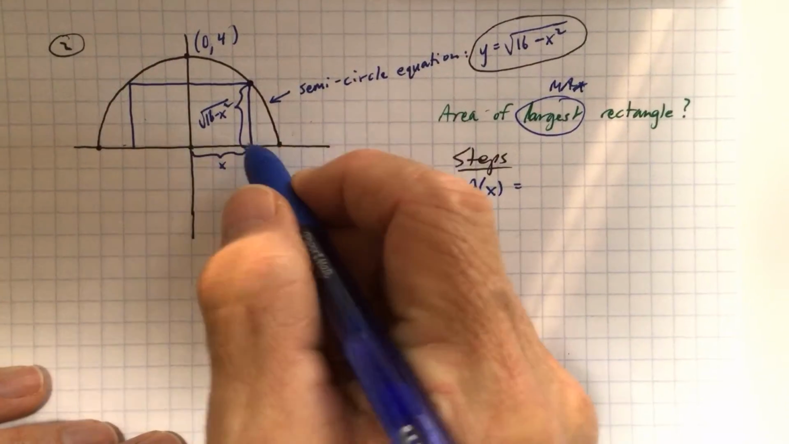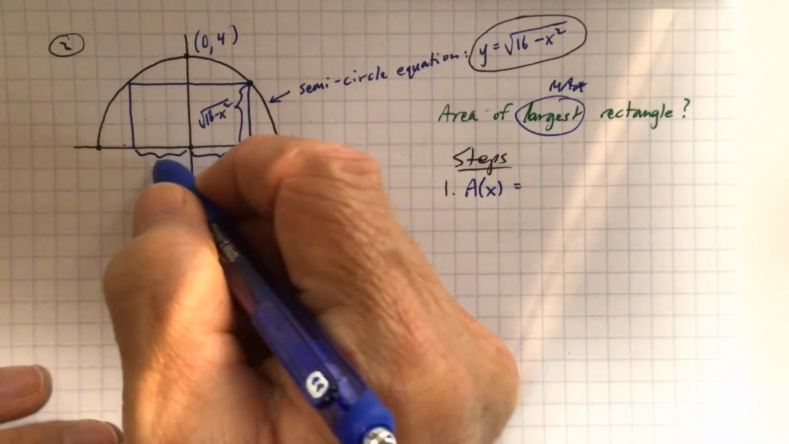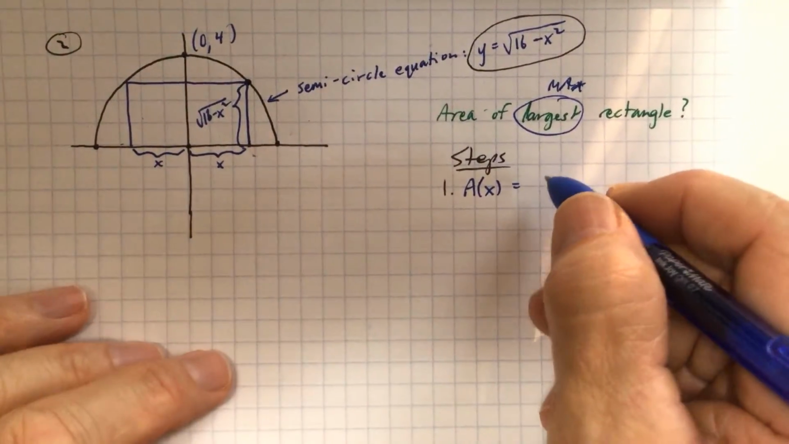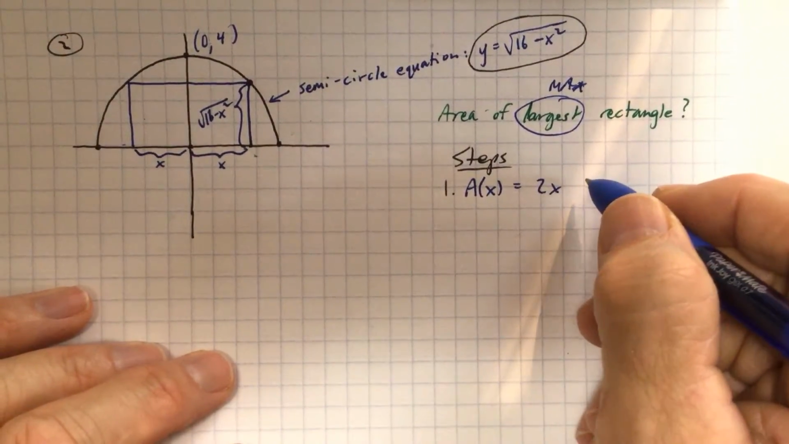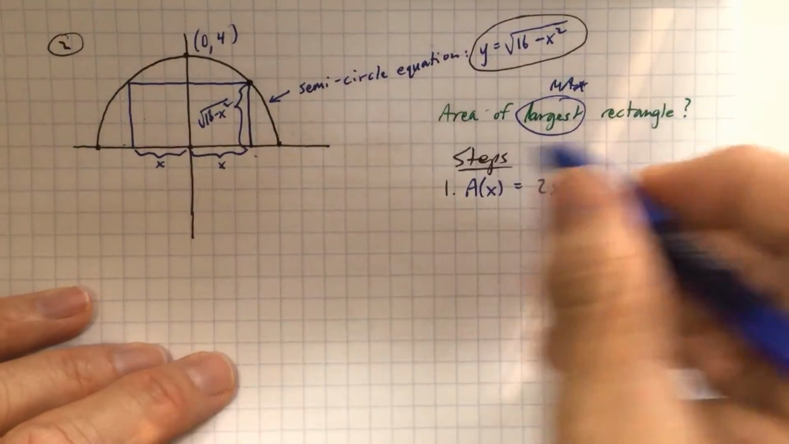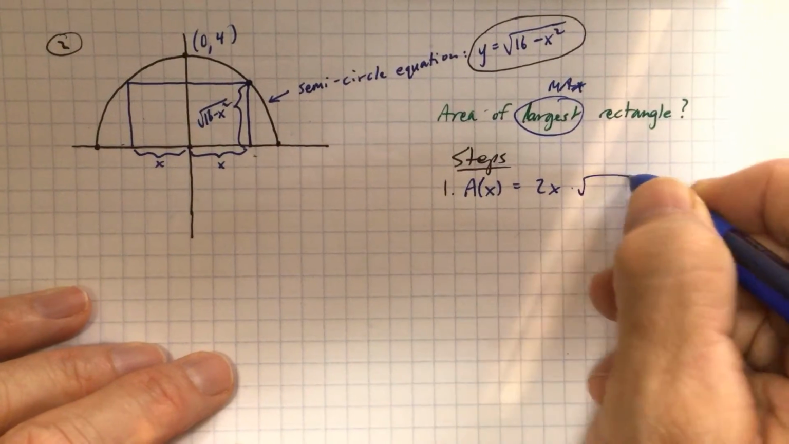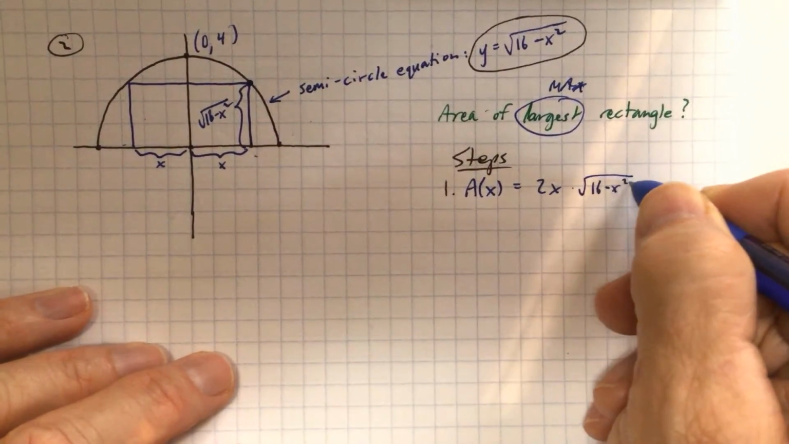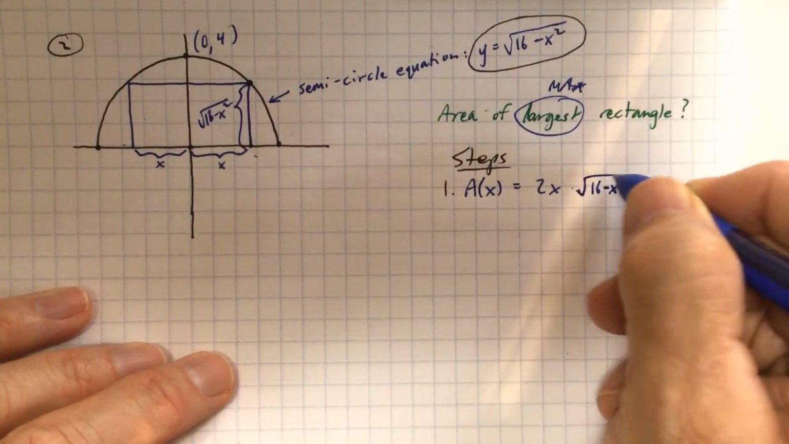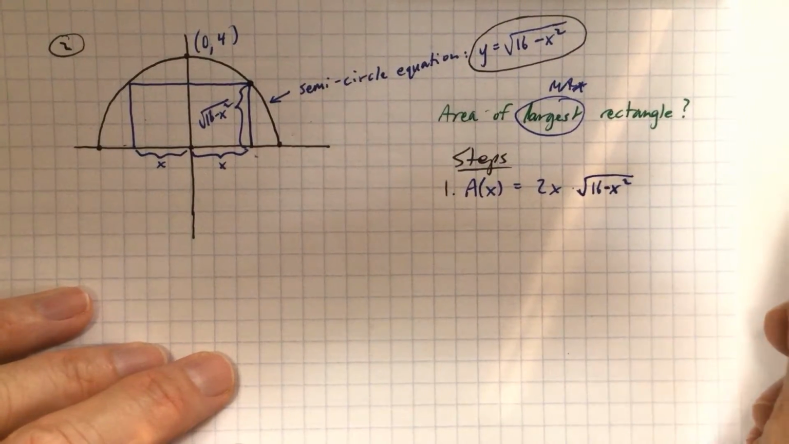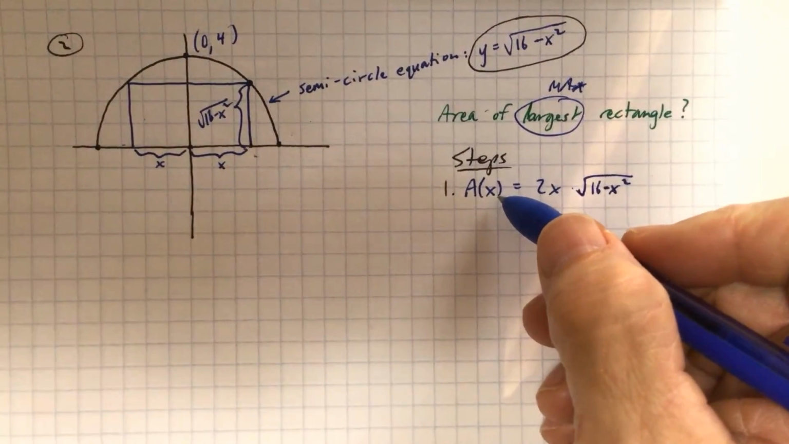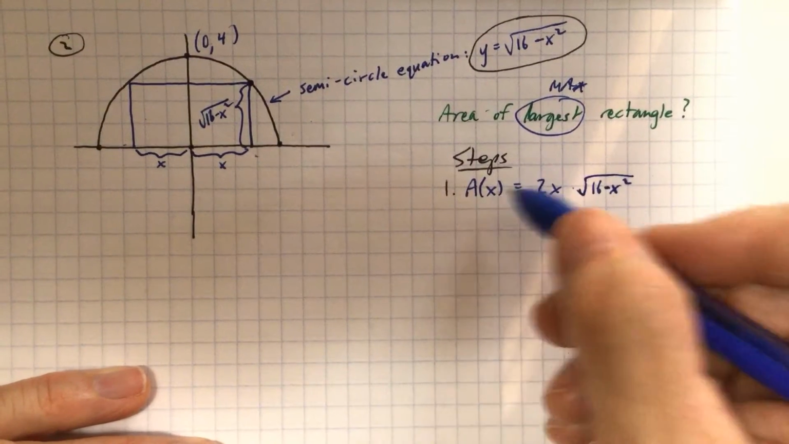If that's x from there to there, then this would have to be another x from here to here. So therefore, the length of the base, or the length of the rectangle, is 2x. What's the height of the rectangle, or the width, whatever? What's the second dimension? Well, the second dimension is what we already said: radical 16 minus x squared. So the first step in being successful in solving an optimization problem is to come up with an equation or a function that you're trying to find an extreme value for.